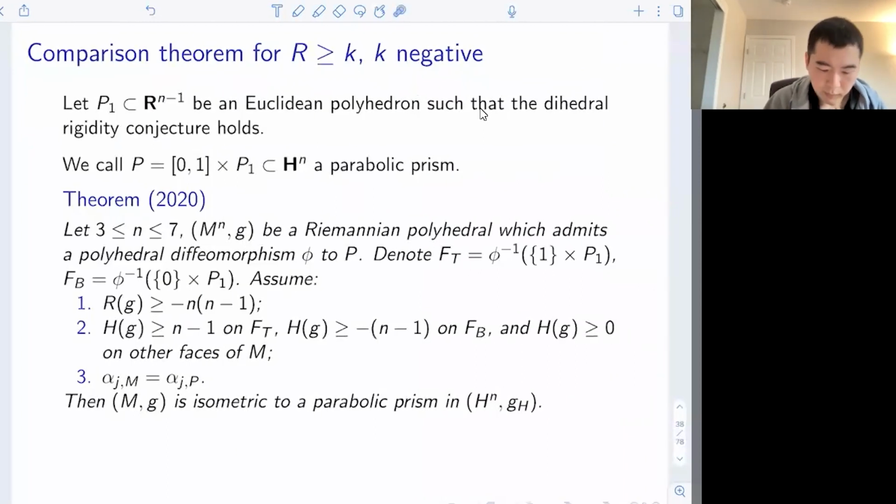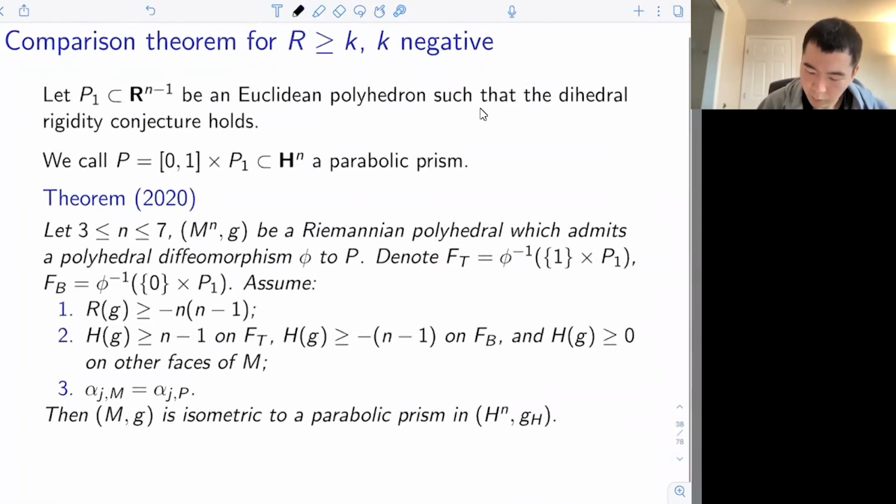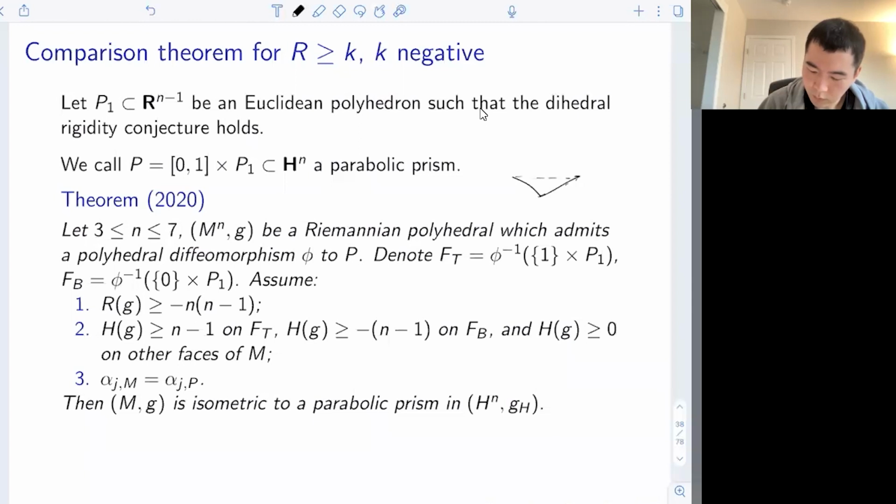Okay, so let's assume dimension between 3 and 7, and let M be a Riemannian polyhedron which admits a polyhedral diffeomorphism to this comparison model P. And in this case, we're going to denote... So maybe let me draw a picture here. This is the P1, and you have M like this. Then we're going to call the top surface Ft, the bottom surface Fb. These two are special surfaces because in the hyperbolic space, this top guy has mean curvature equal to n-1, and the bottom guy has minus n-1. And all the side faces are totally geodesic, if you still remember.